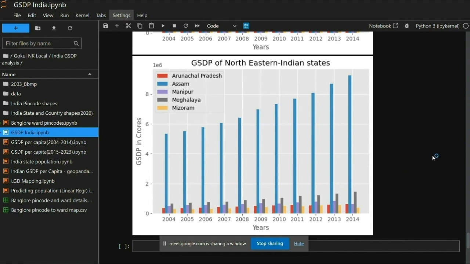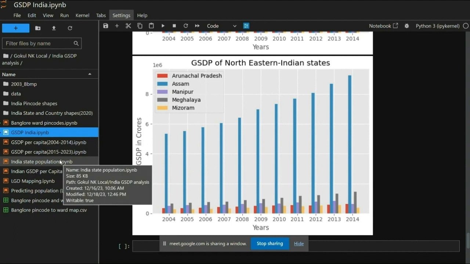When we're looking at per capita, let us concentrate on the Northeast once again. Okay. Yeah. Carry on, Krishi.